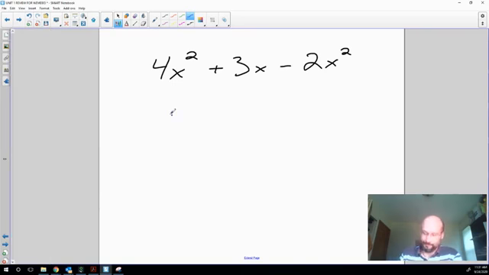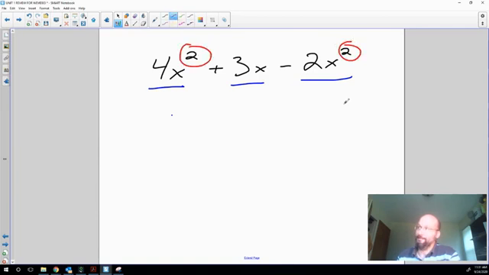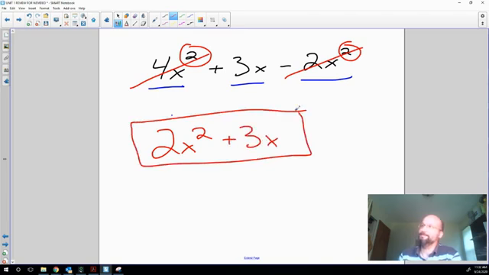So a couple more with exponents. Again, this is x squared. This is just x. This is x squared. So it has to be the same variable and the same exponent. These both have an exponent of 2, so I can combine them, x squares. 4x squared minus 2x squared. 4 minus 2 is 2x squared. And then all I have left is this 3x. And that's my final answer.